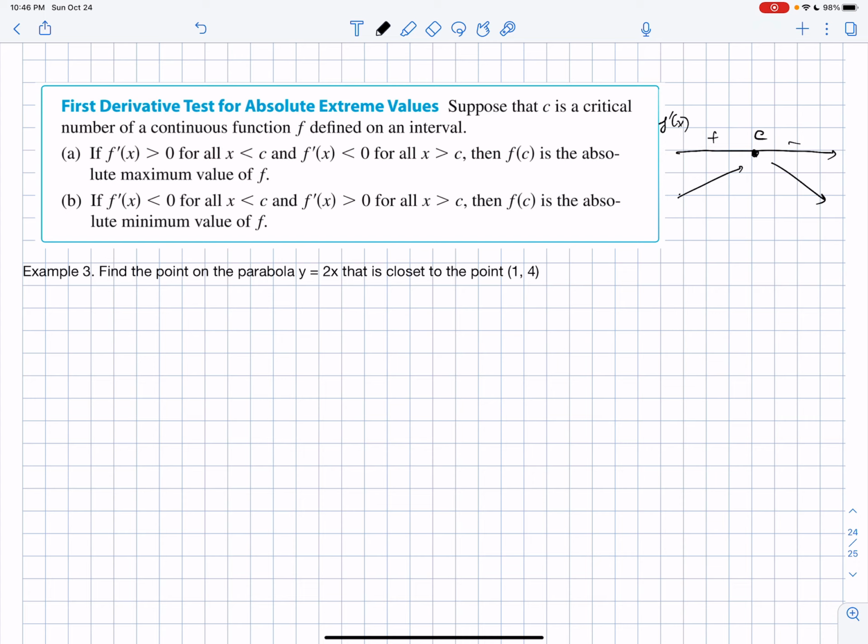Or the second case is similar. If we have f prime negative and f prime positive on the left side and the right side of C, then we notice that the point C will be the absolute minimum value of the function.